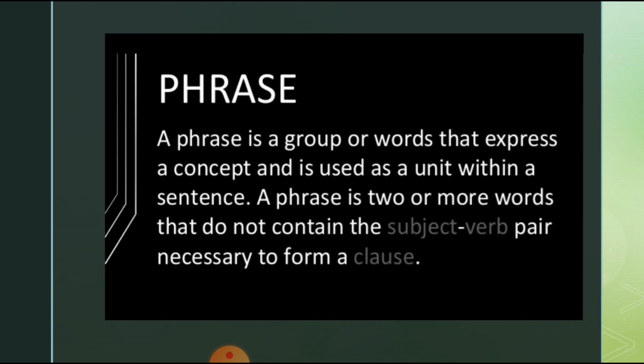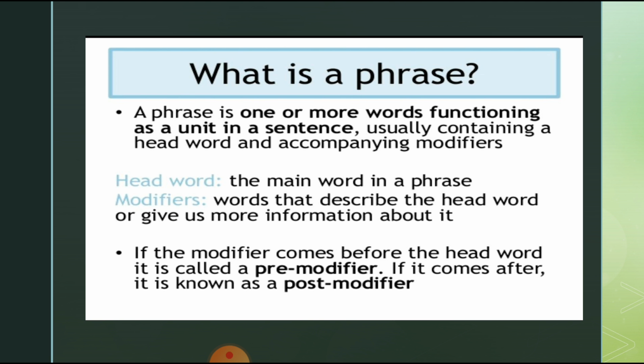A phrase is two or more words that do not contain a subject and verb. In a phrase, there are two or more words, and they do not contain the subject-verb pair necessary to form a clause. When there is a clause, there is a subject plus predicate, but in a phrase it is not there. See, what is a phrase? A phrase is one or more words functioning as a unit in a sentence, and usually it contains a head word and an accompanying modifier.